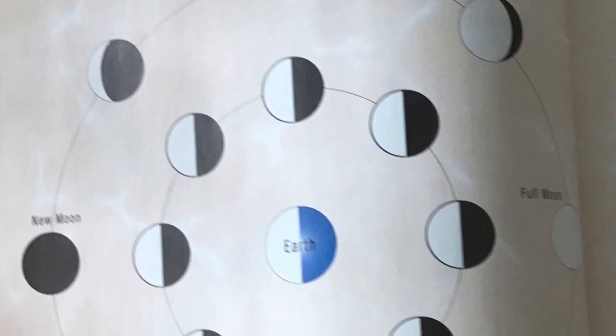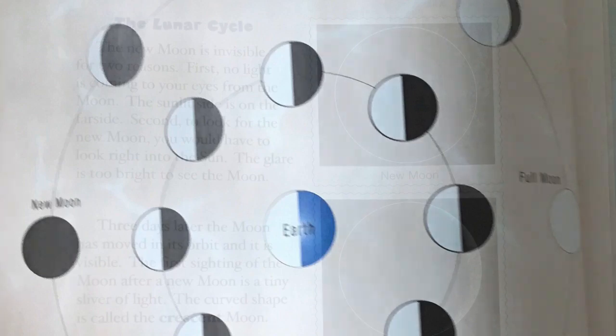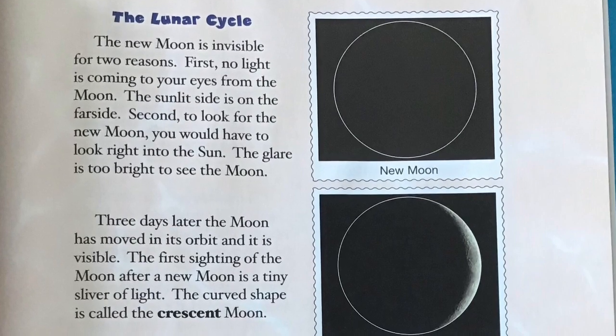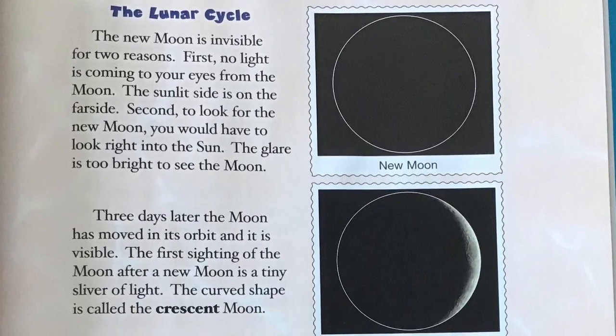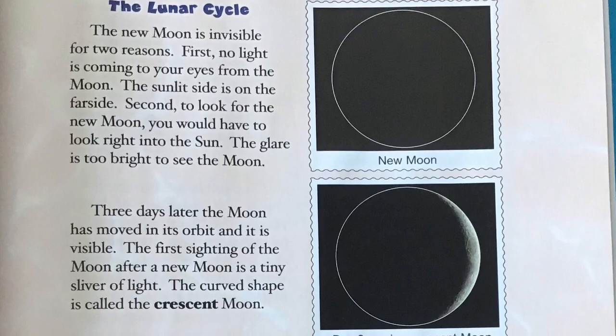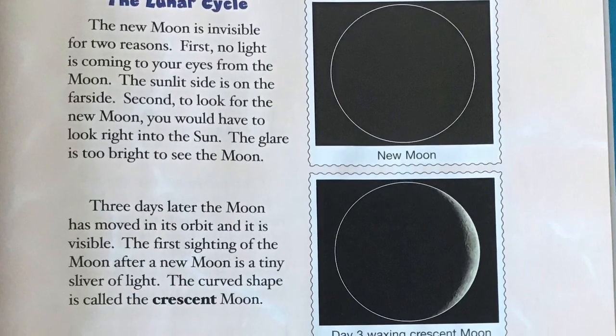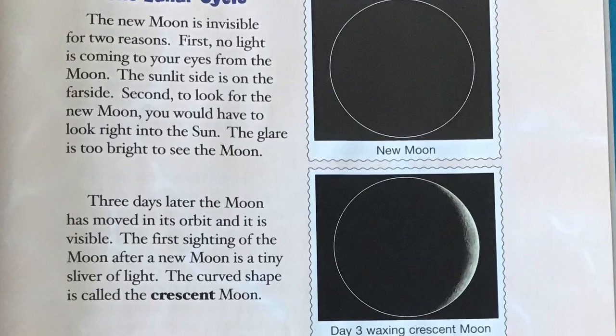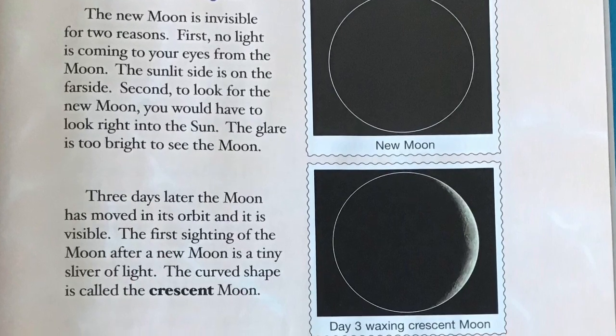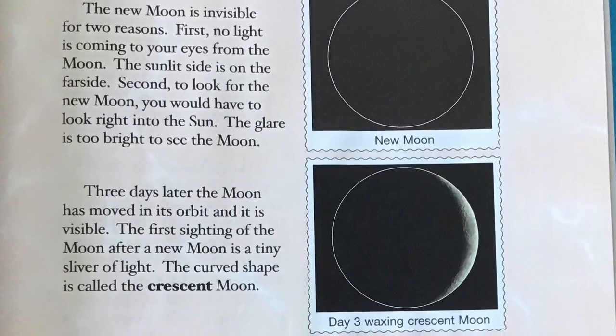3 days later, the moon has moved into its orbit and is visible. The first sighting of the moon after the new moon is a tiny sliver of light. The curved shape is called a crescent moon. On day 5, the moon looks larger. About 1/4 of the moon is now bright, so 25%.